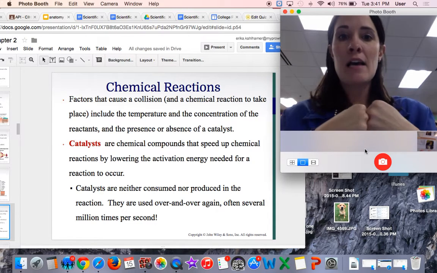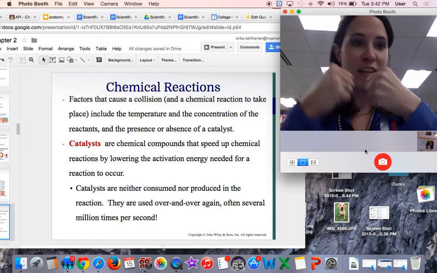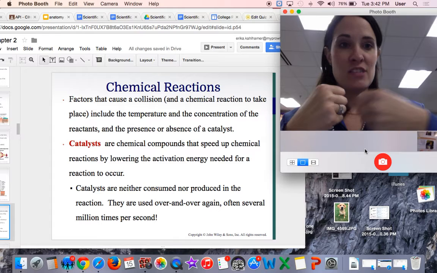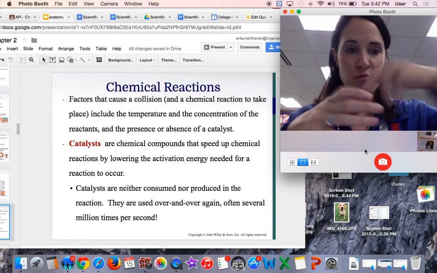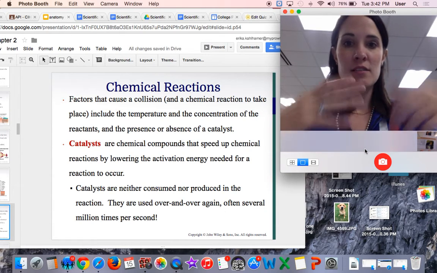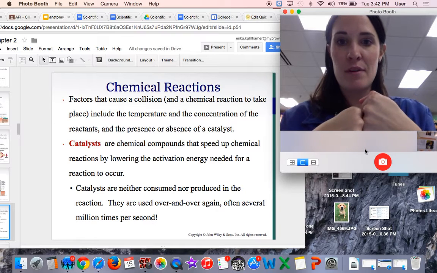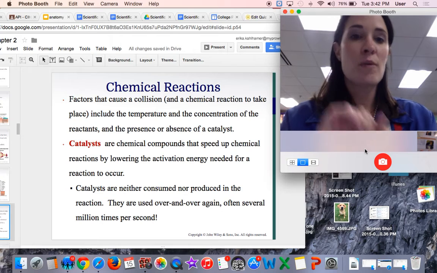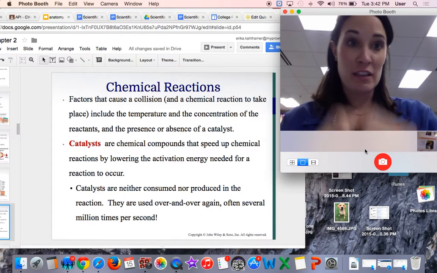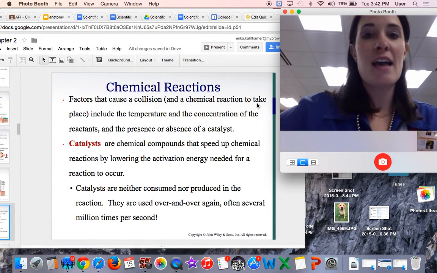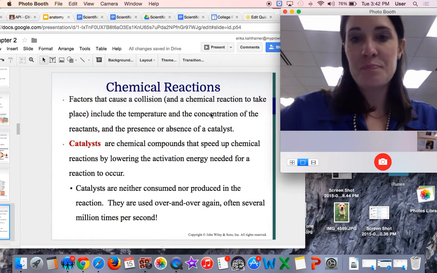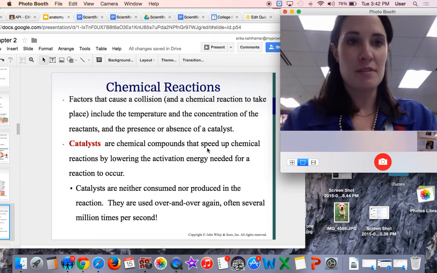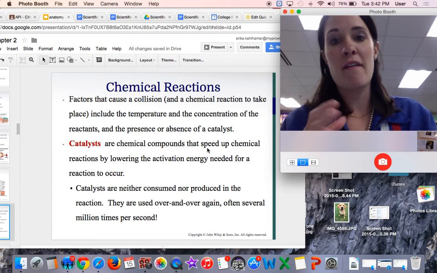That makes sense. Or if you add more reactants, if you add more salt to your water, it's more likely that chemical reactions are going to happen. So increasing the temperature or adding more reactants can cause more collisions. Also, adding something called a catalyst. A catalyst is a chemical compound that speeds up that chemical reaction, makes it happen faster.